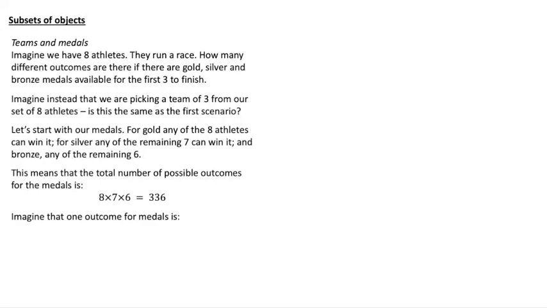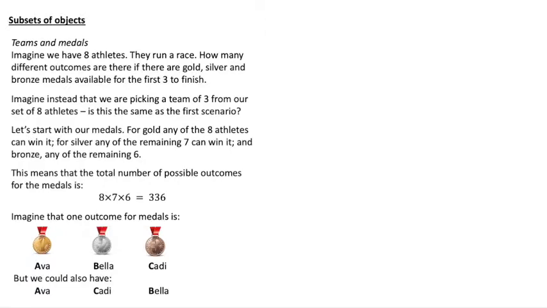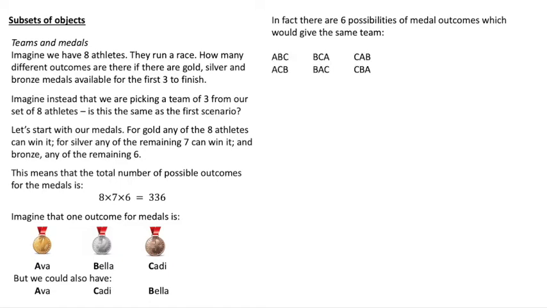Now, let's imagine that one outcome for the medals is that Ava wins the gold, Bella the silver and Caddy the bronze. But it could have been that Ava won the gold and Caddy the silver and Bella the bronze. And in fact there are 6 possibilities for medal outcomes which would give the same team. So if we were choosing a team of 3, those 2 that we've just looked at would be the same, and in fact there are 4 others. So we've got Ava, Bella, Caddy, Bella, Caddy, Ava, Caddy, Ava, Bella, and so on.